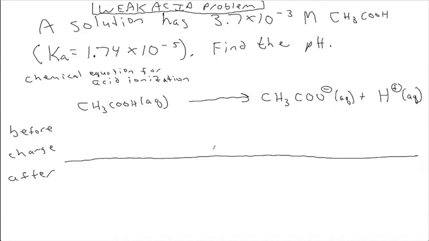Maybe before we continue, we should have made a prediction here. What could we have predicted about the pH before we did any math on this problem? That it's going to be below 7, because we have an acid. Even a weak acid will give us an acidic pH. So we predict the pH will be below 7.